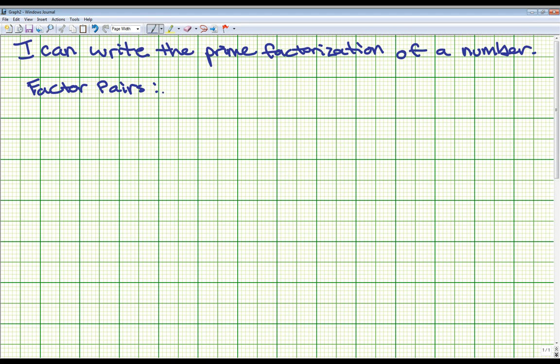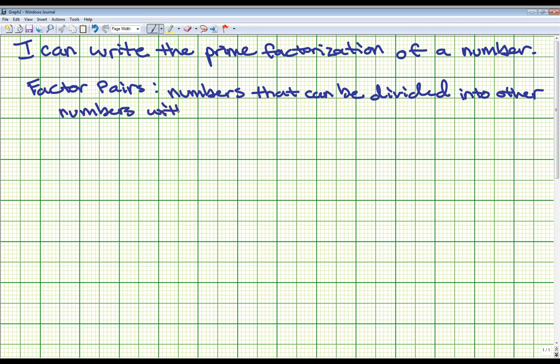So the best way to write that out in words is going to be numbers that can be divided into other numbers with no leftovers.